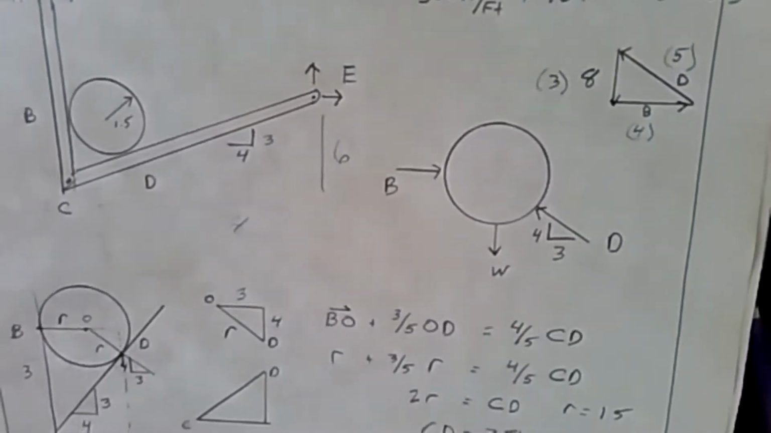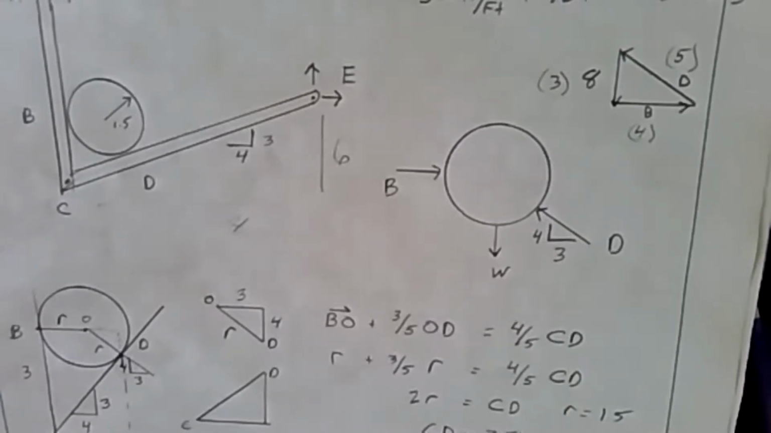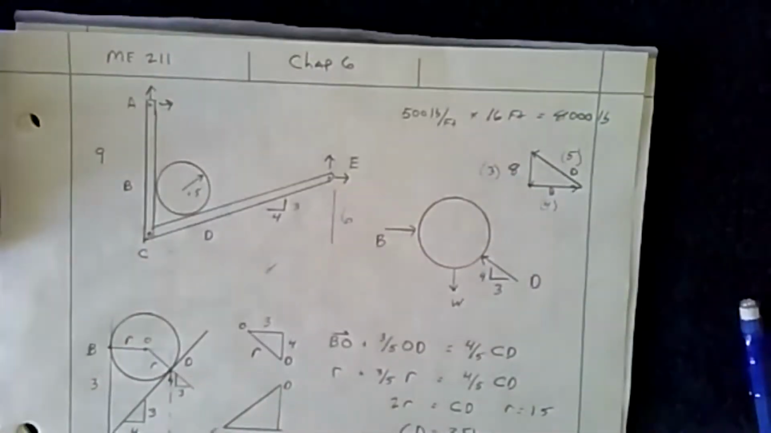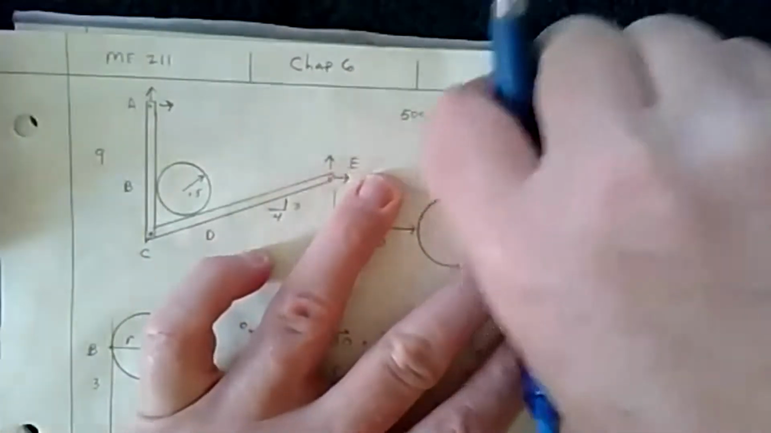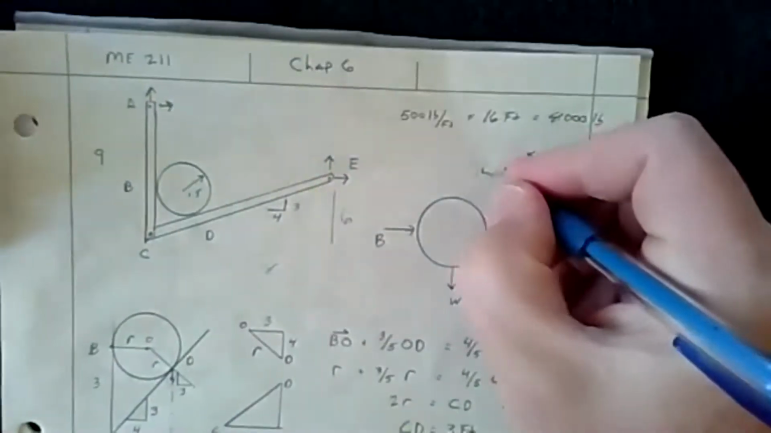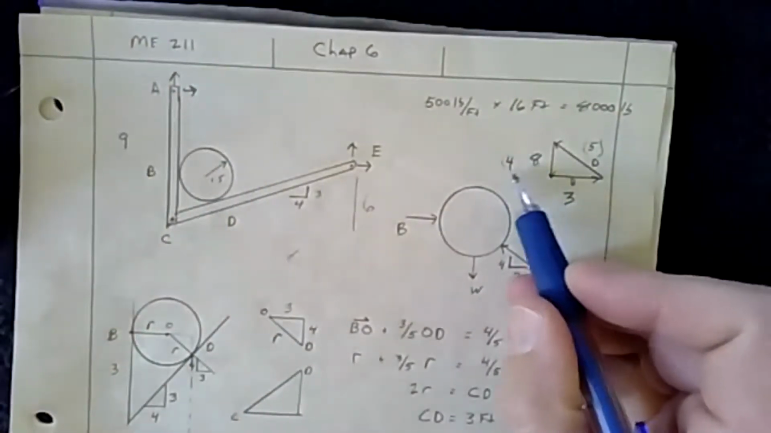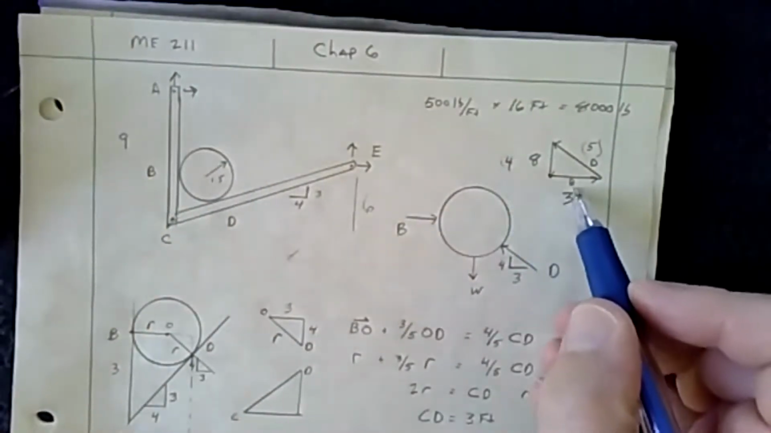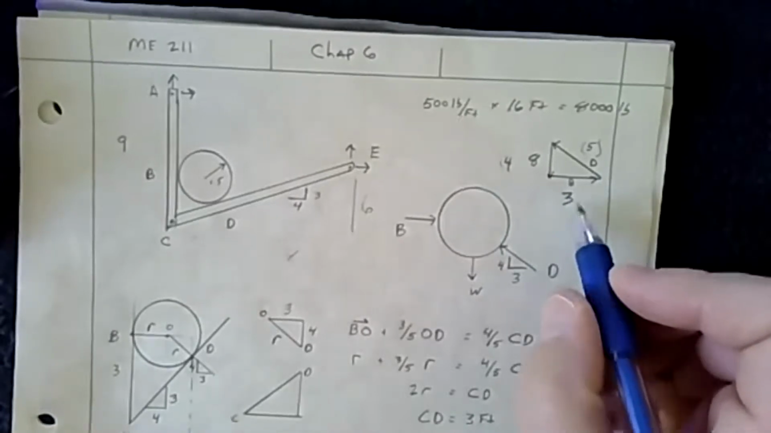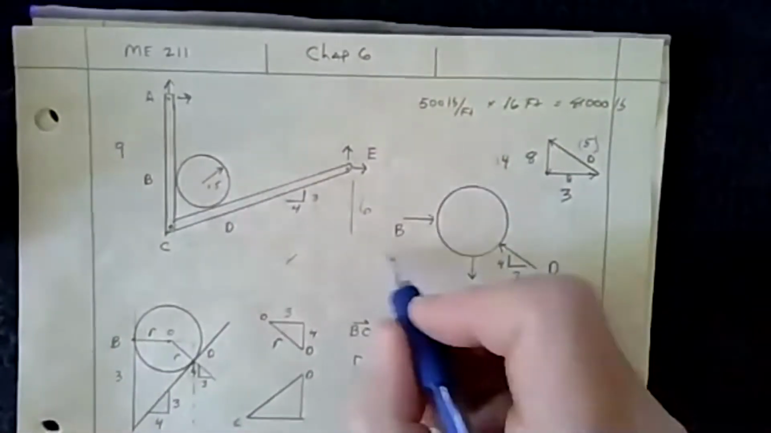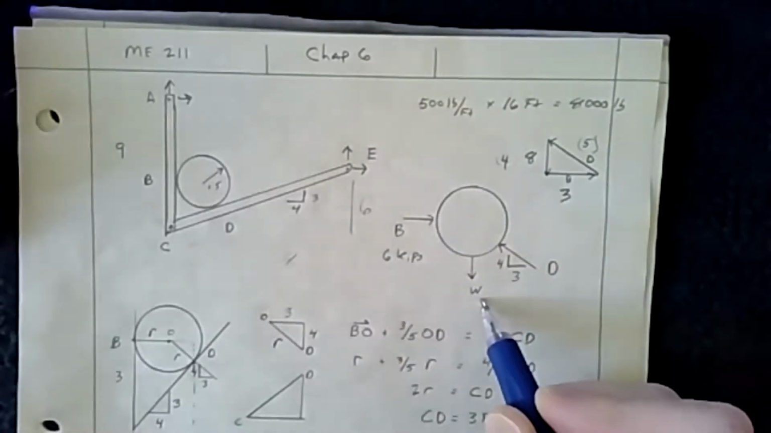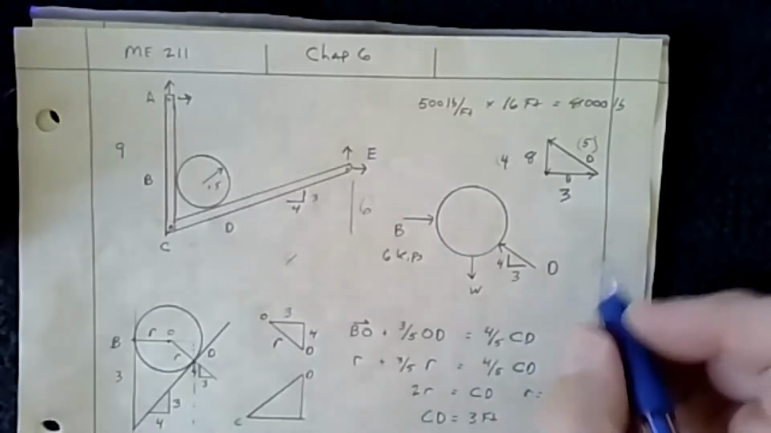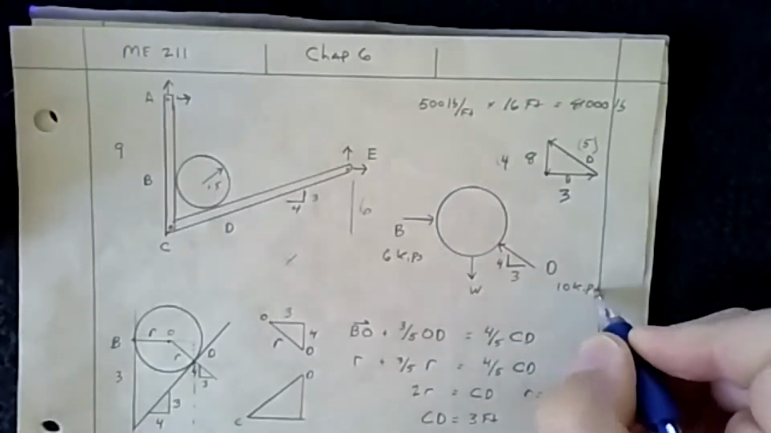Weight ends up, and actually, I apologize. Sorry about that. Because it's a 2-to-1 ratio, so 4:3, that means that B is 6. So B is 6 kips, and the weight, of course, is 8 kips. We know that, and D is going to be 10 kips, and that's just by the triangle.